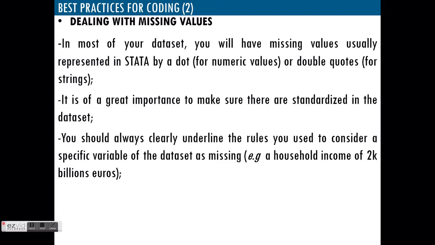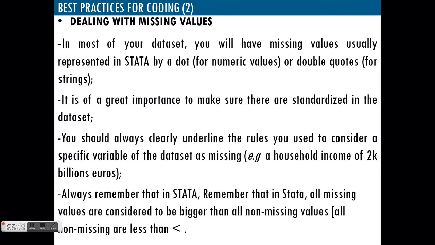I just took an example for the missing value. For instance, maybe you consider that any household that said they have an income of 2,000 billion euros, you just consider that missing because it's not a plausible value, and you consider maybe that's an error.